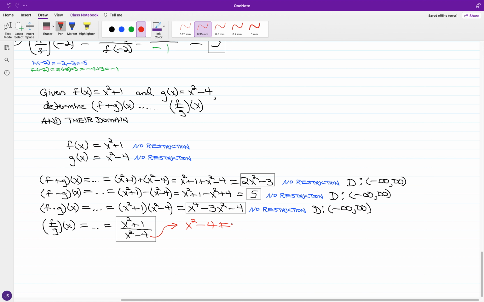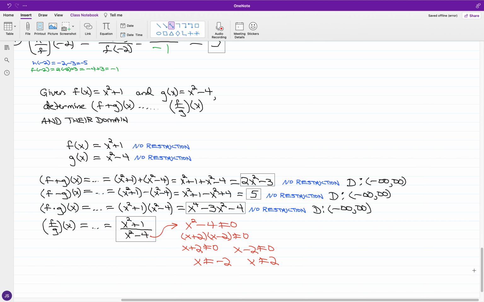So x squared minus 4 cannot be 0. And if that cannot be 0, then neither can the factors. Pinpointing what value or values of x will be excluded from the domain, we have that x plus 2 cannot be 0, so x cannot be negative 2. And if x minus 2 cannot be 0, then x cannot be equal to 2.